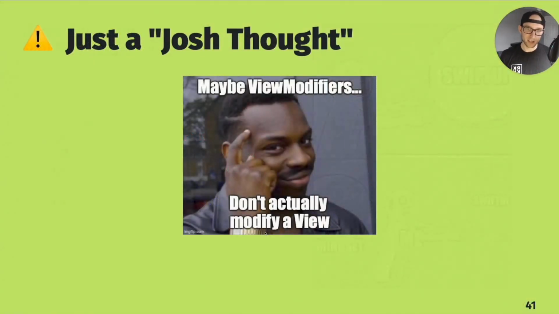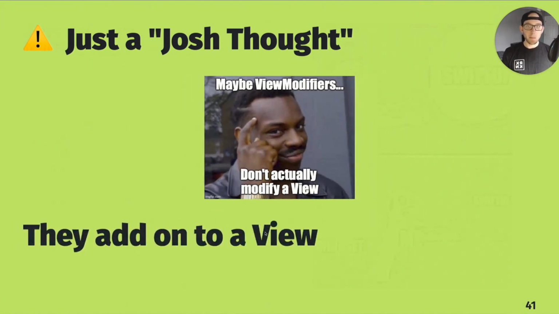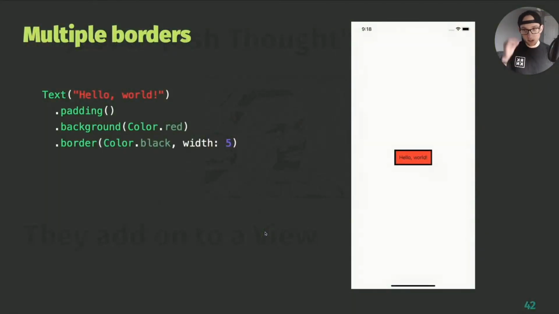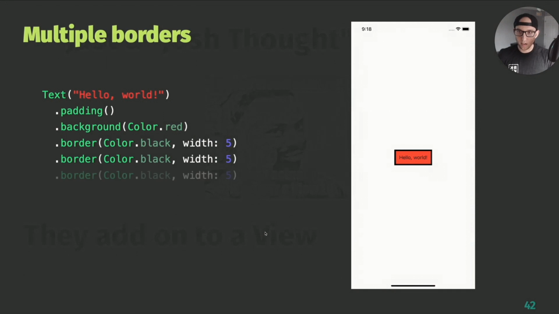So just a Josh thought here: maybe view modifiers don't actually modify a single view like I was expecting, like in UIKit. Maybe they just add onto a view. So I was like, okay, let's try this again. Let's add multiple borders onto this text view. So border, border, border. And I had to kill my app a few times and restart it. And I'm like, where are the extra borders?